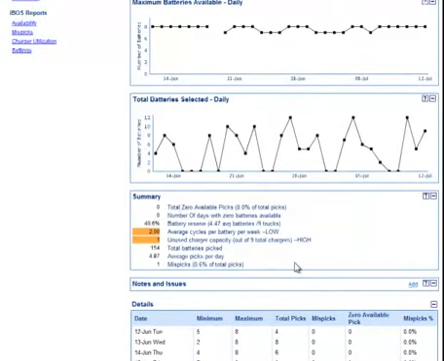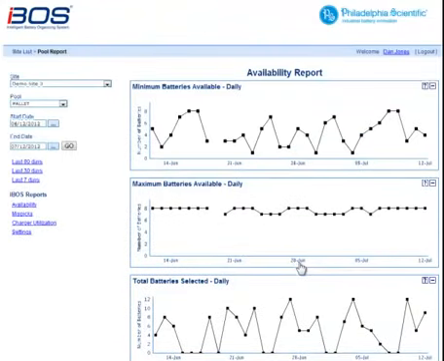And besides that, I think that is the major points of what to look for in the availability graph.